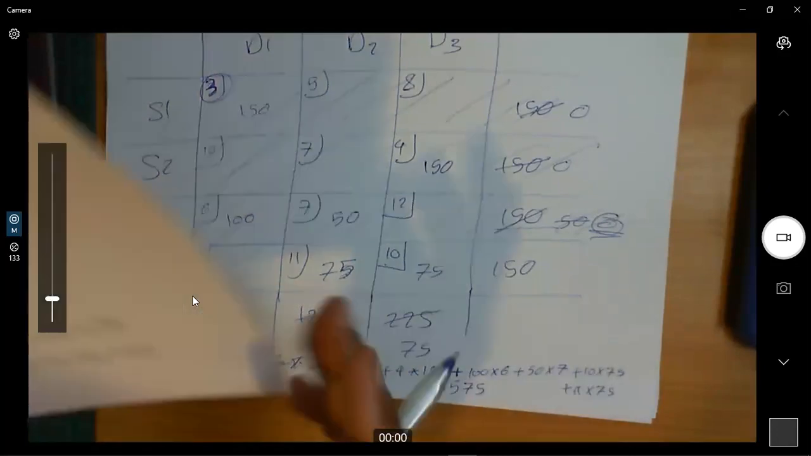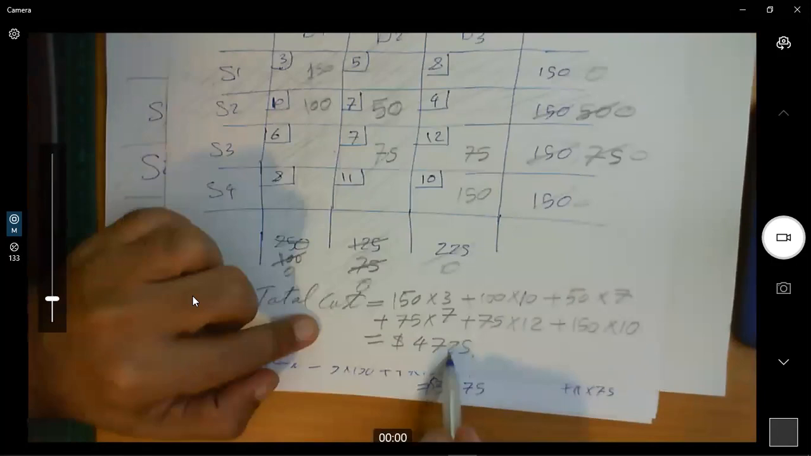I think there is a hell of a difference between both numbers.